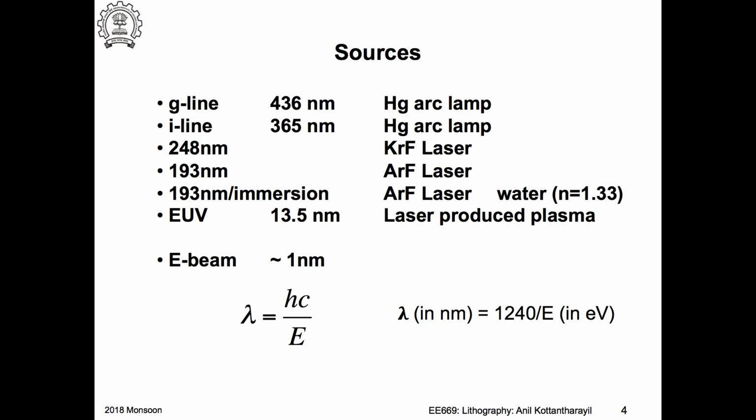Electron beam, of course, if you want to steer it around, has to be in vacuum. So e-beam systems are by definition vacuum. With e-beam, the one thing is that there are charged particles, so you can use magnetic and electric fields to focus and steer them. So EUV is not that easy.